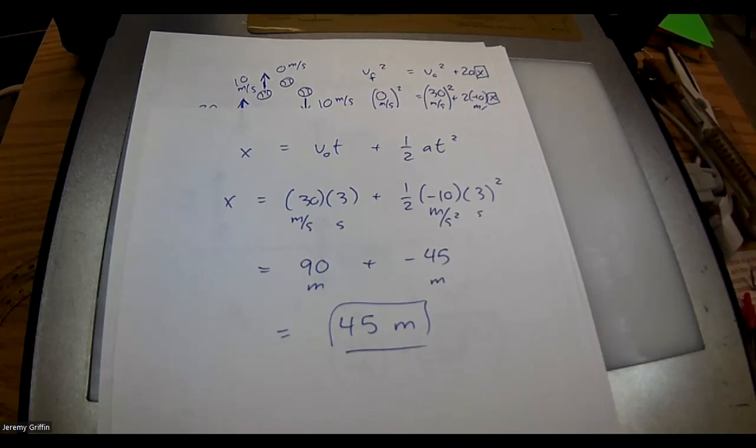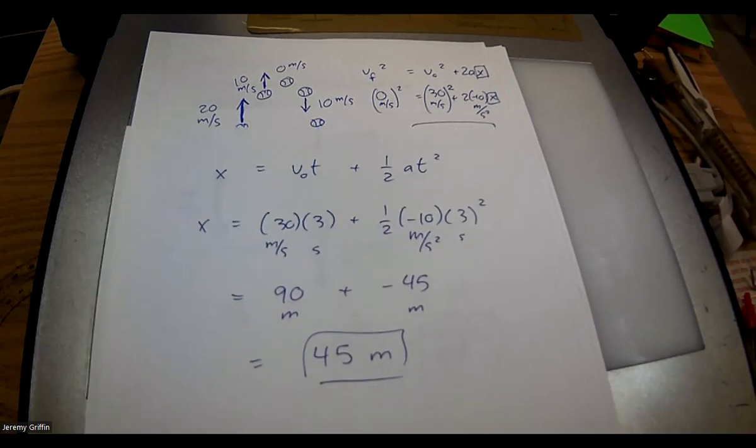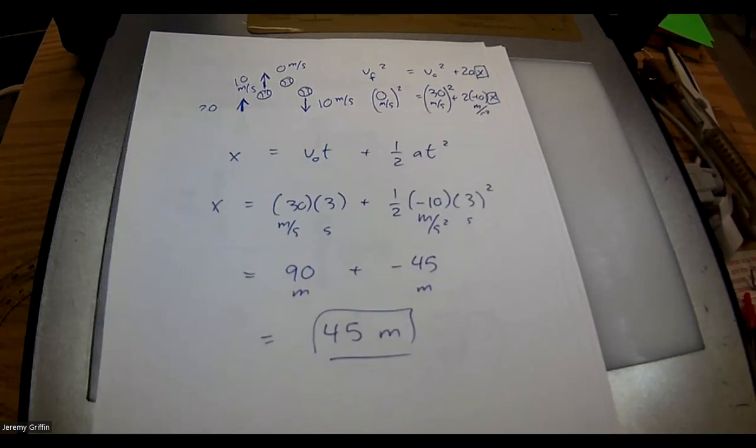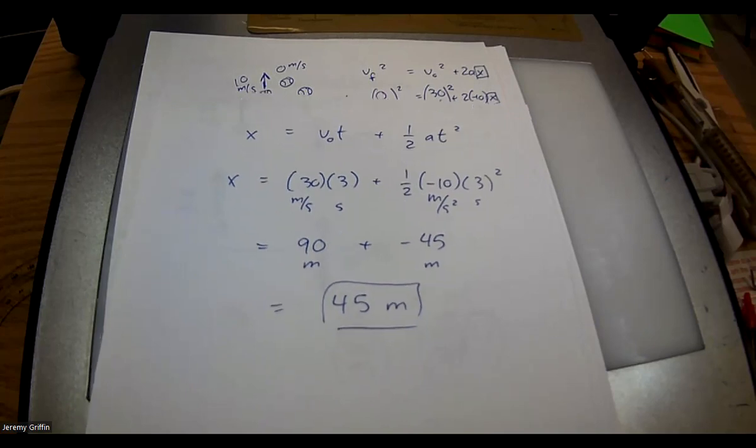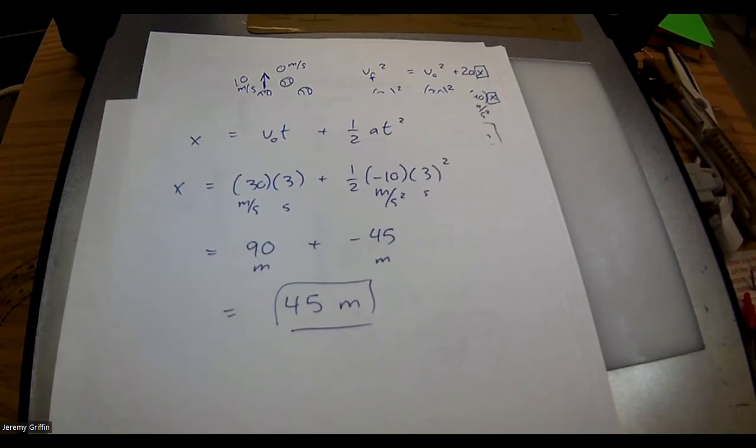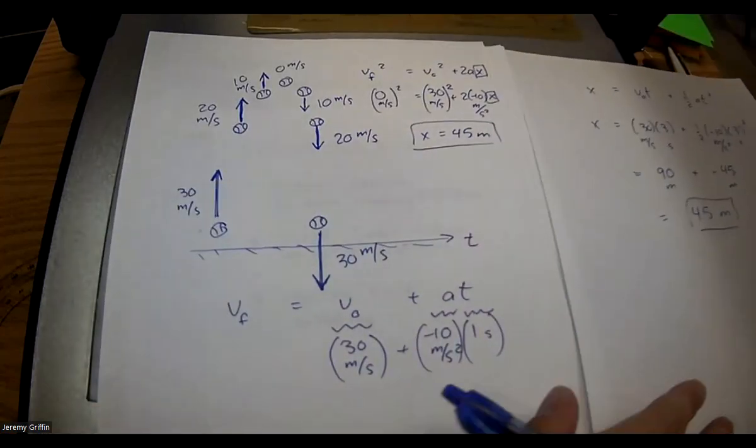Yeah, so if you throw it up at 30 meters per second, it's going to rise to a maximum height of 45 meters. Or if you somehow measure the height, it goes up to 45 meters, you know, therefore you had to have thrown it at 30 meters per second.